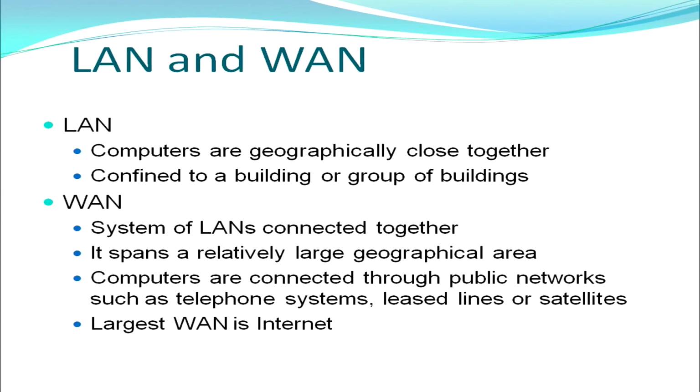When I come to WAN, wide area networks, the scope is huge. I am able to connect large geographical areas. Various small networks are connected together and they form a WAN. These connections can be through public networks such as telephone systems, such as leased lines or satellites. Today, the largest WAN that we have is the internet. You must have heard about internet. We all are using internet these days. So, that is the largest WAN that is available today.